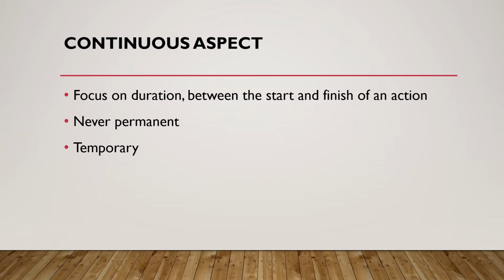When you use continuous aspect in English, you focus on duration between the start and the finish of an action. You don't know what happened in between. You just pay attention to this duration. And you know that this duration is expressed by the ing form of the verb. This continuous action is never permanent. For example, I am talking right now.